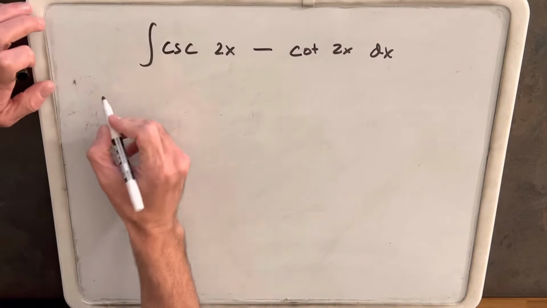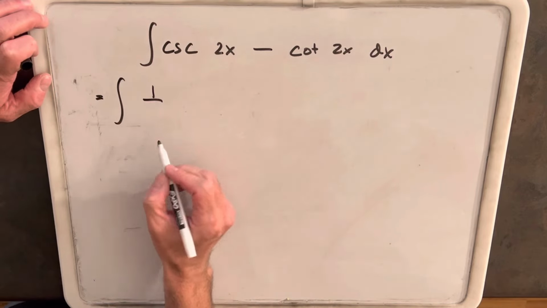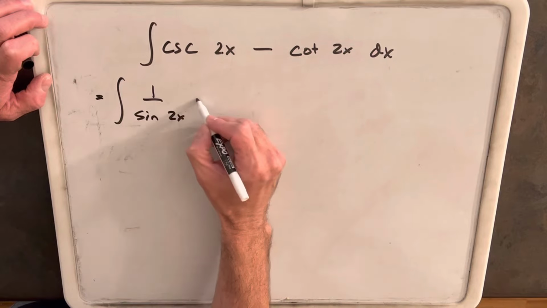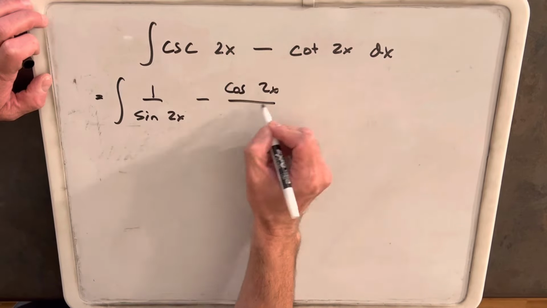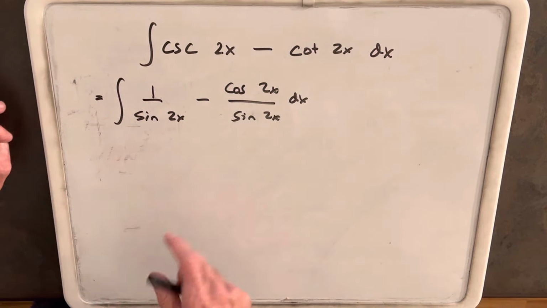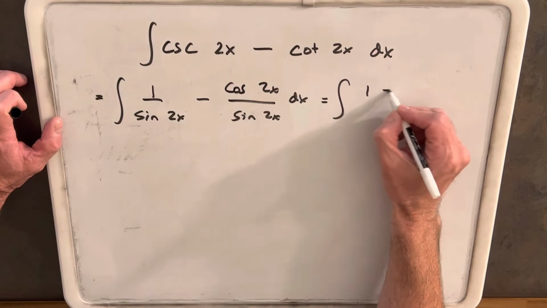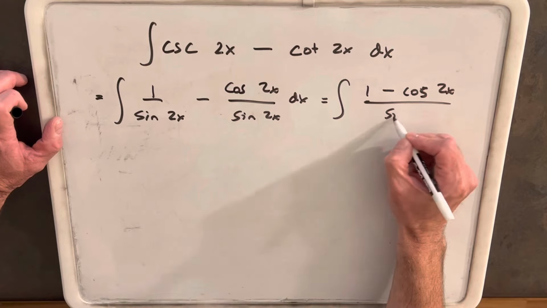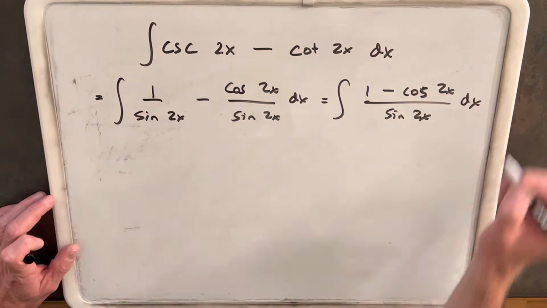First, I'll rewrite this in terms of sine and cosine functions. I think we'll just be a little more comfortable, so we'll write cosecant as 1 over sine 2x, and cotangent is going to be cosine of 2x over sine 2x. Then you'll notice it's pretty convenient. We've got the same denominator, so we can combine these two fractions and rewrite this as 1 minus cosine 2x over sine of 2x dx.